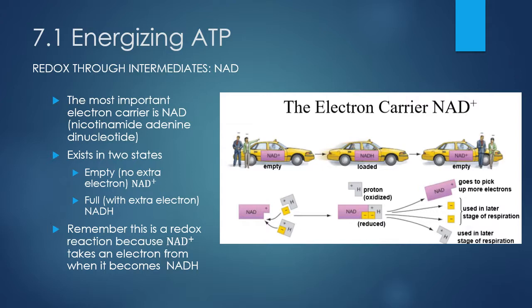And again, the passenger is an electron, and just as a reminder, electrons are the energy source that's needed to fuel this whole process of turning your food into usable energy. And remember, all of this is considered a redox reaction because the NAD takes electrons in when it becomes NADH. And so that moving of electrons from not having electrons to gaining electrons, that's all part of a redox reaction.